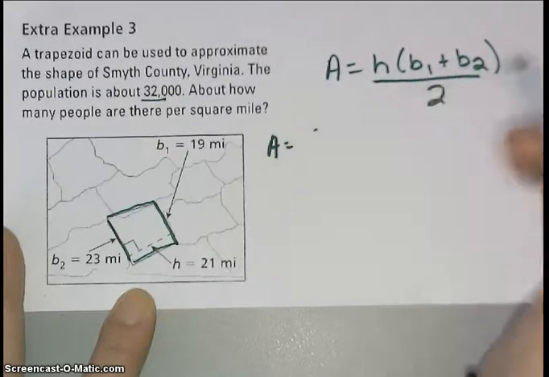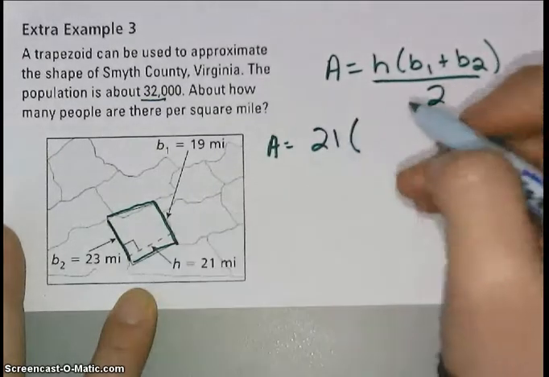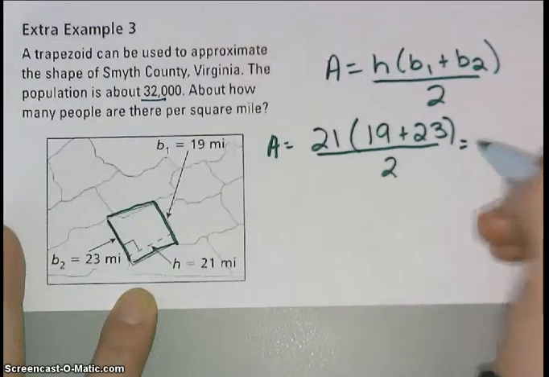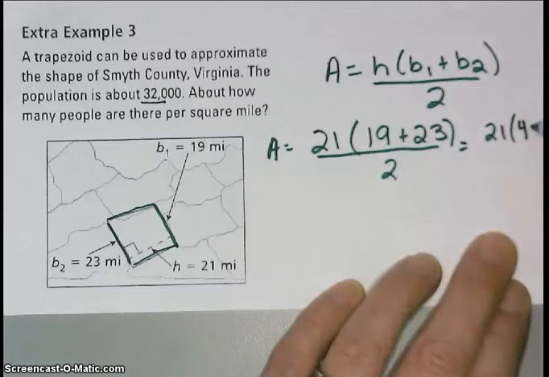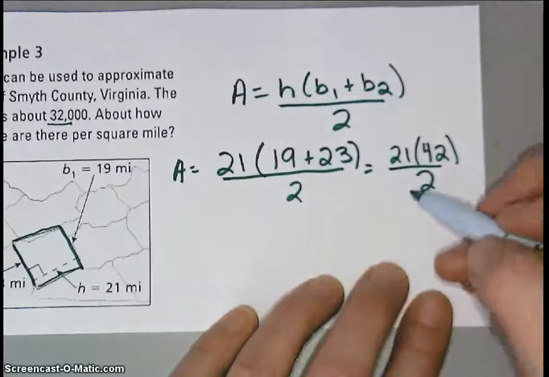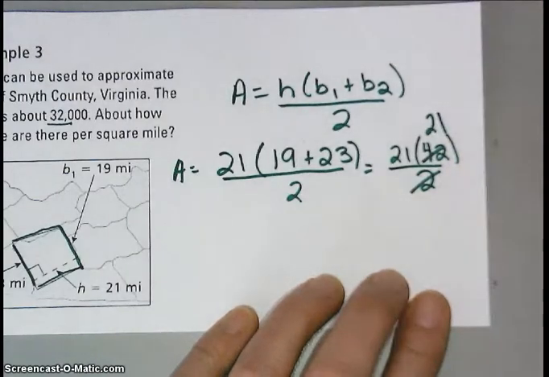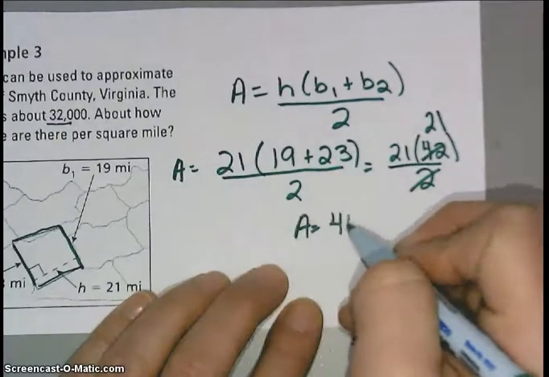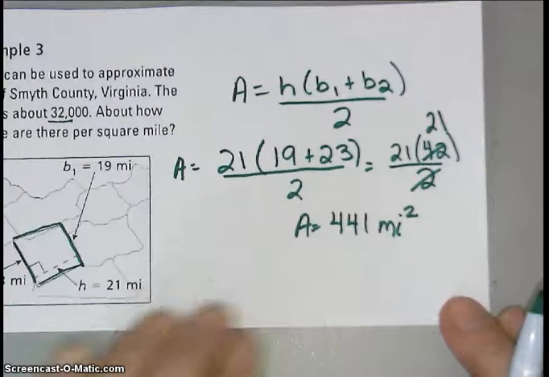My area is equal to the height, which was 21 miles, and then 23 plus 19, or 19 plus 23, all over 2. Simplifying, I get 21 times, this is 42, all over 2. And yes, I can cross cancel, so 2 goes into 42, 21 times. And then you can get your calculator out and do 21 times 21, and you get the area is equal to 441 miles squared.